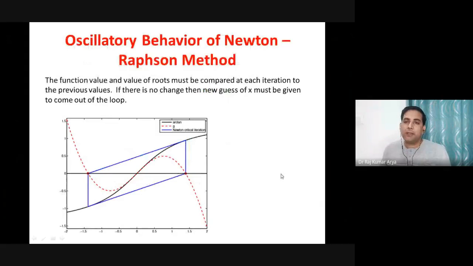Now, what about the failures? With this type of nature, how would you come to know what I should guess? You said that you wrote a program, a correct program, and still you are not getting the root. It happens that this is the oscillatory behavior of the Newton-Raphson method, because each time you are drawing a tangent. So what happened here?